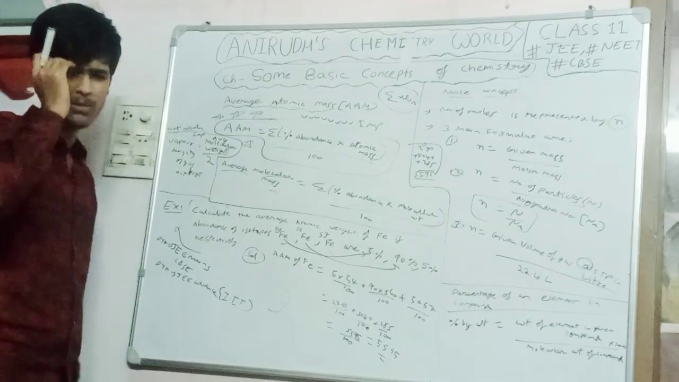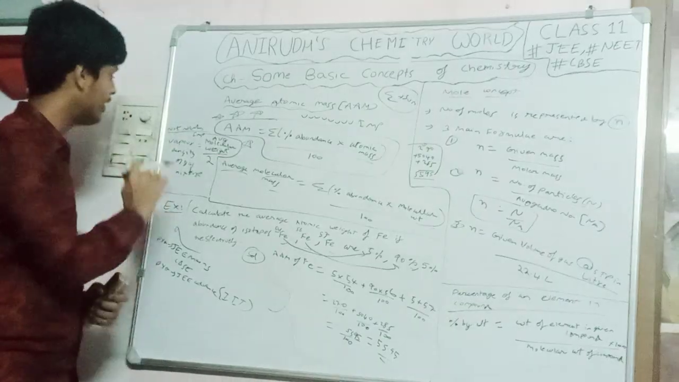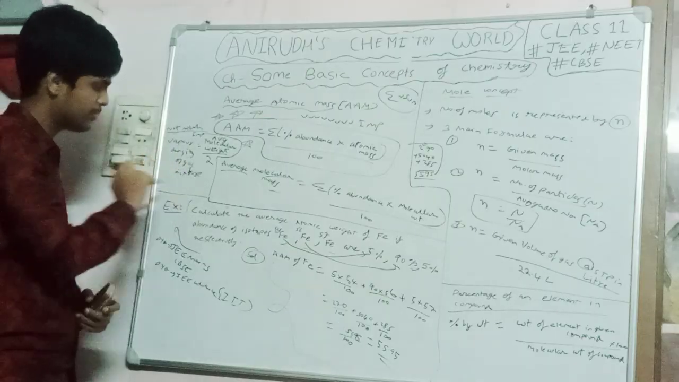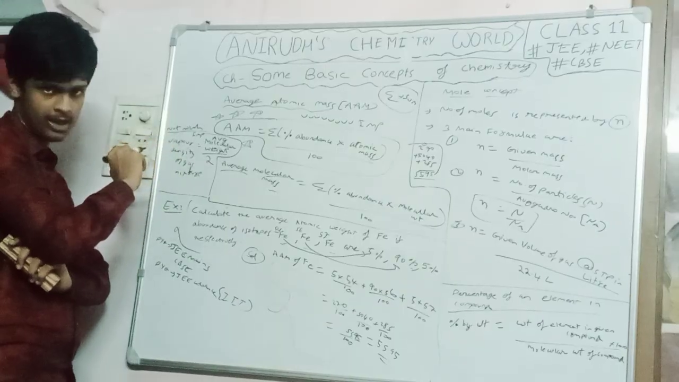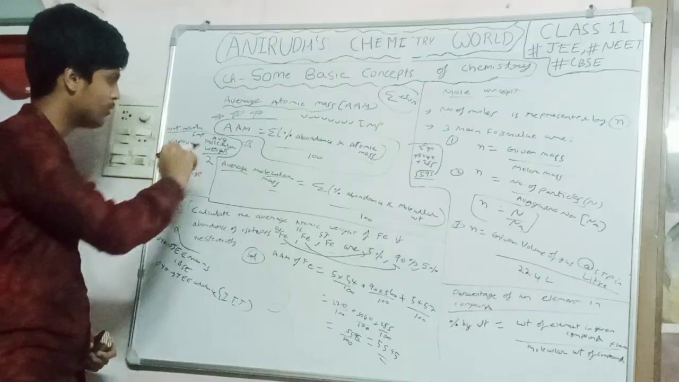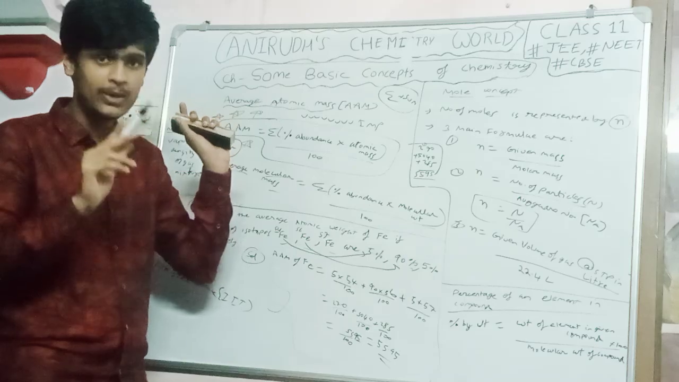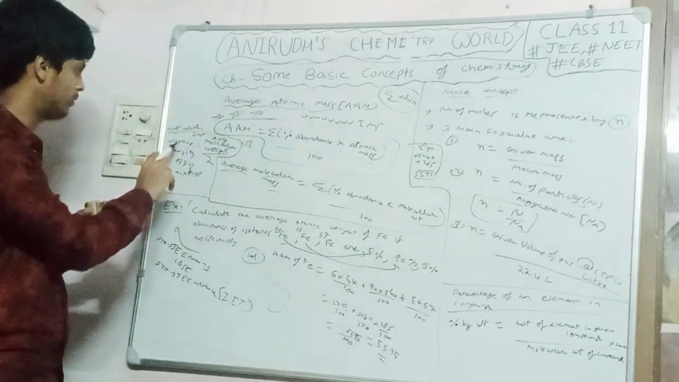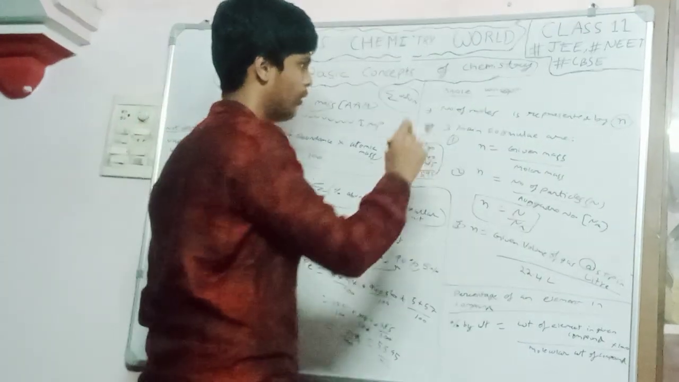It's a simple formula. What is vapor density of gaseous mixture? Vapor density of gaseous mixture is equal to molecular weight by 2. Now you are getting my point. This is the formula. No need of problems for that. Not very important.